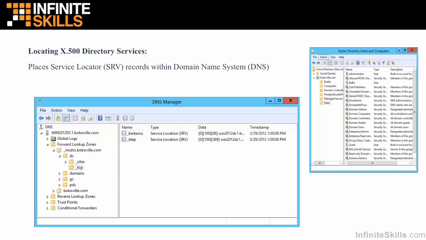One of them is listed as 88. The other is listed as 389. Those are the port numbers that these services use. So Kerberos is going to use port 88 and LDAP is going to use port 389.